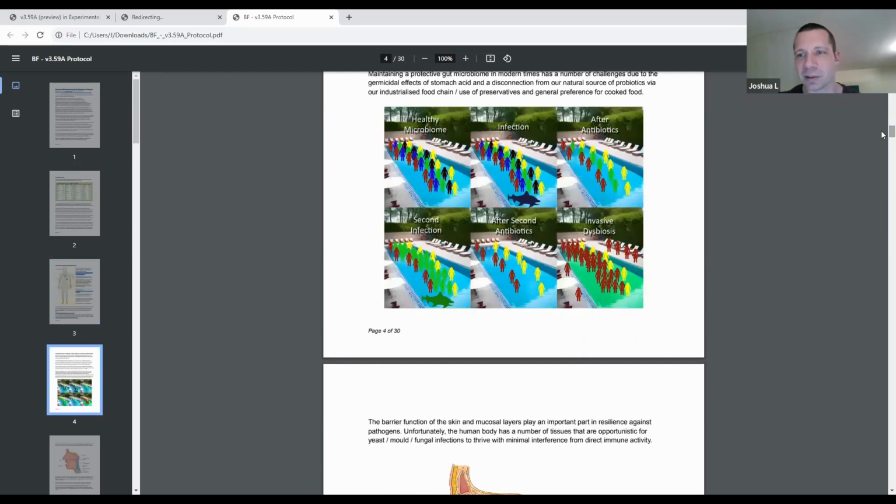This was one of my little examples of what happens in microbiome diversity. We start off with a normal microbiome, infection, antibiotics, a second infection, again reduced diversity, and then ultimately where we end up at the end. The water, of course, represents endotoxins and acetaldehyde.